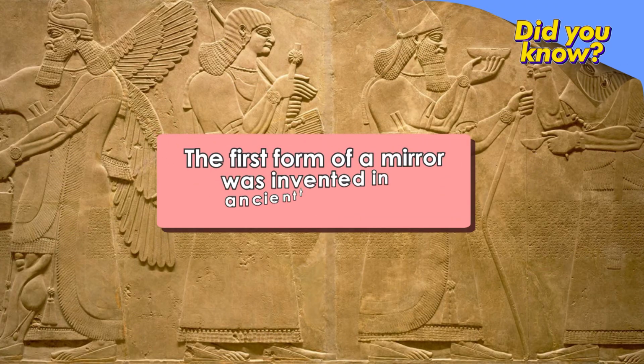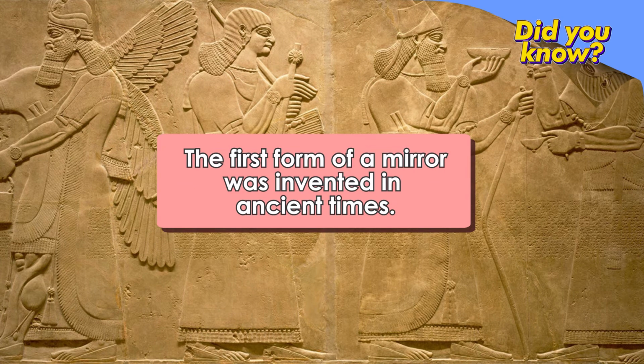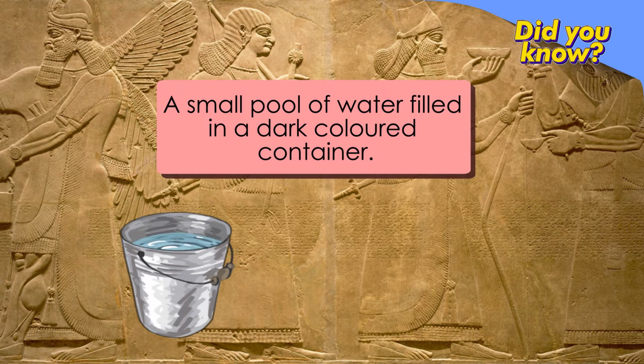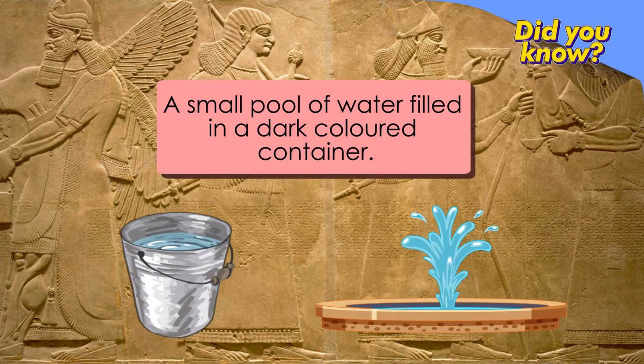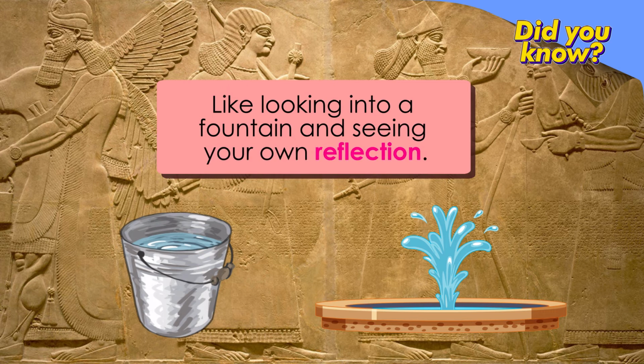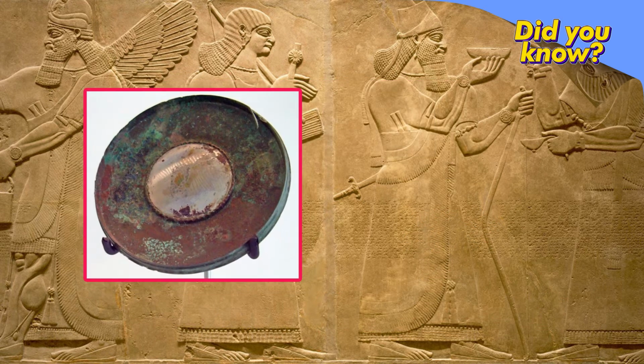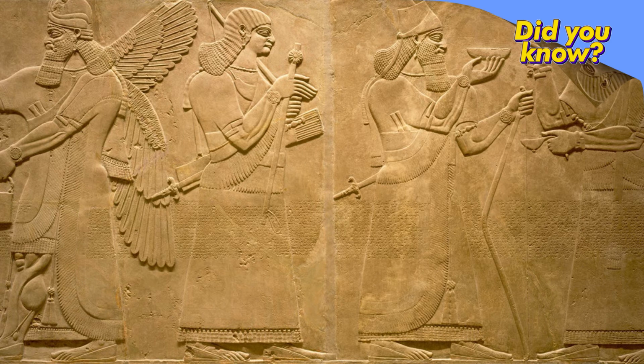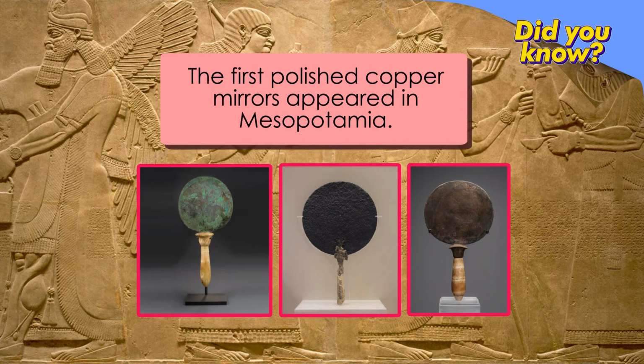The first form of a mirror was invented in ancient times. It was actually a small pool of water filled in a dark-colored container. Think of this concept as looking into a fountain as you walk by and seeing your reflection in the water. After the water mirror was created and used in everyday life, people started making polished volcanic glass mirrors around 6000 BC. The first polished copper mirrors appeared in Mesopotamia.